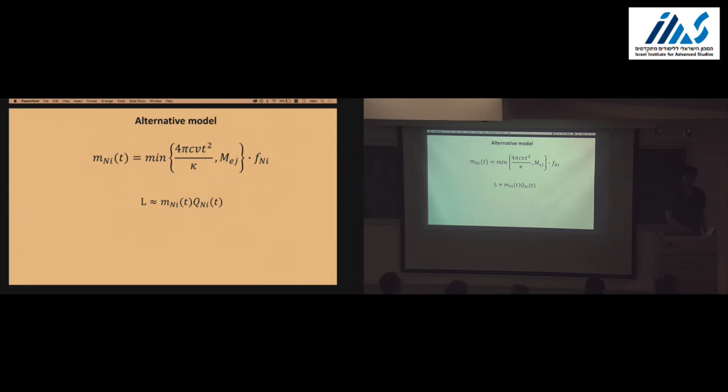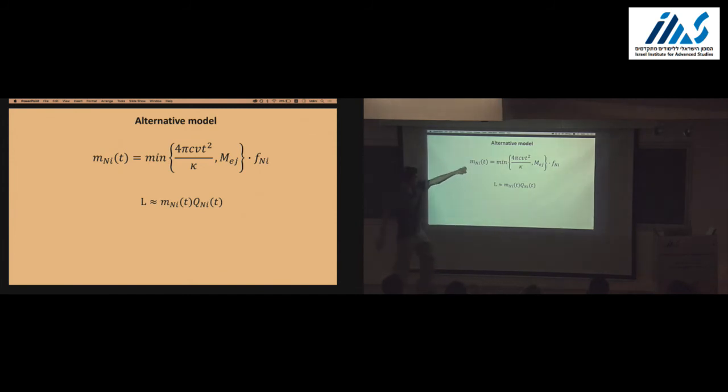Now, we can do an alternative model. We can use exactly the same model that we used before to calculate the emission from the cooling emission, separating the two regions. One region where everything is going out, one region where everything is kept in, and calculate what is the luminosity.